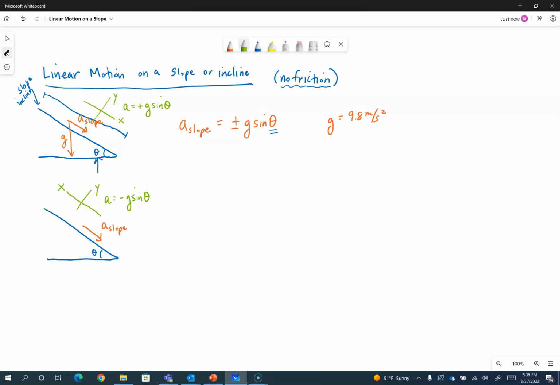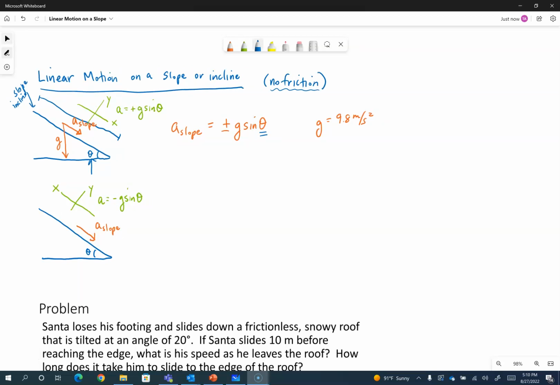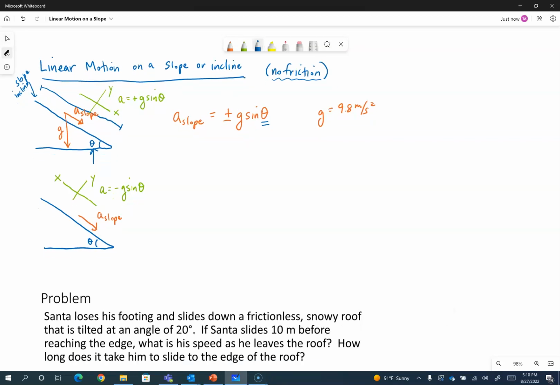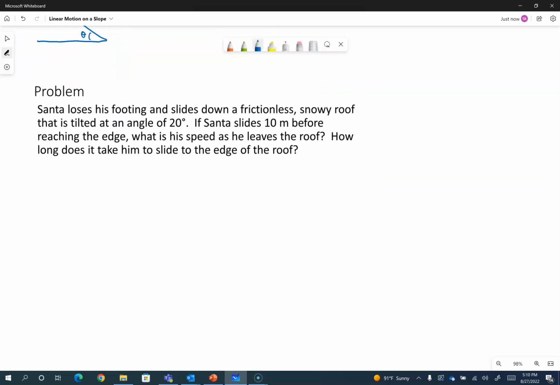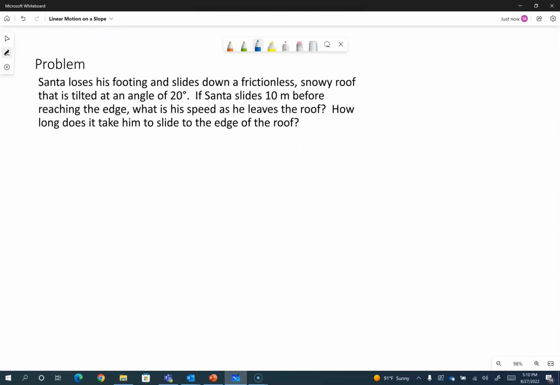So let's do a couple of examples to go along with this. All right, I've pulled in a question here. It's a silly little question. We have Santa on top of the roof, loses his footing, so he slips and falls, and he slides down a frictionless snowy roof that is tilted at an angle of 20 degrees.